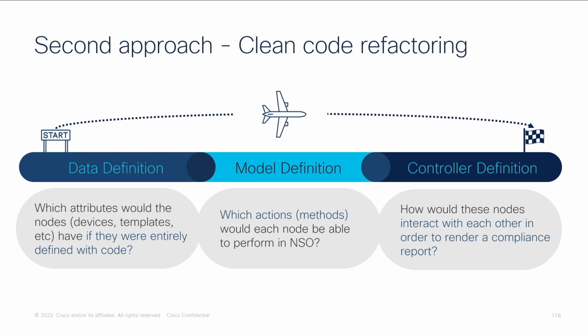And then we come up with the controller. The controller, we can see as the puppet master. This entity has the overview and knows what to do and how. It controls the models, and it's the one that knows how to execute those.